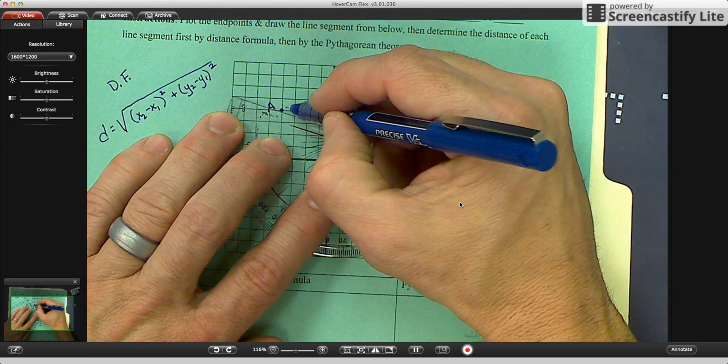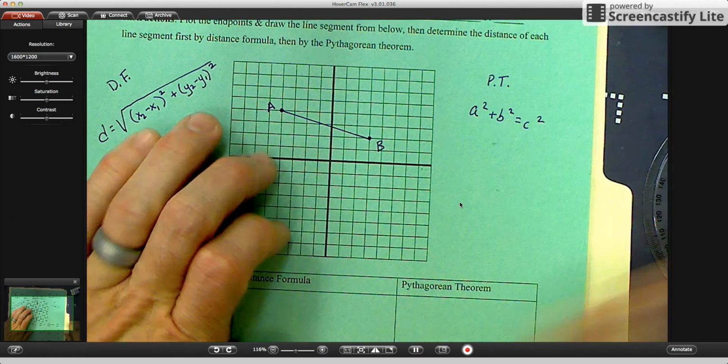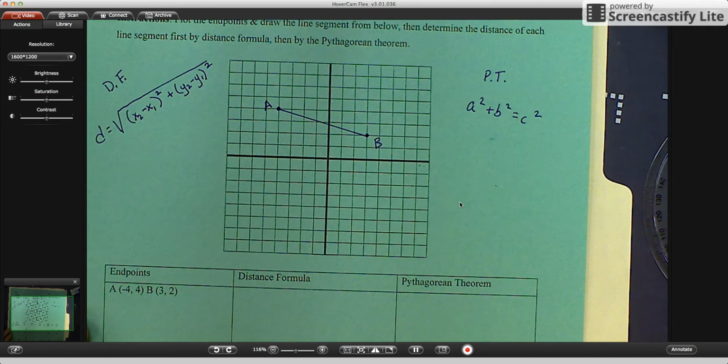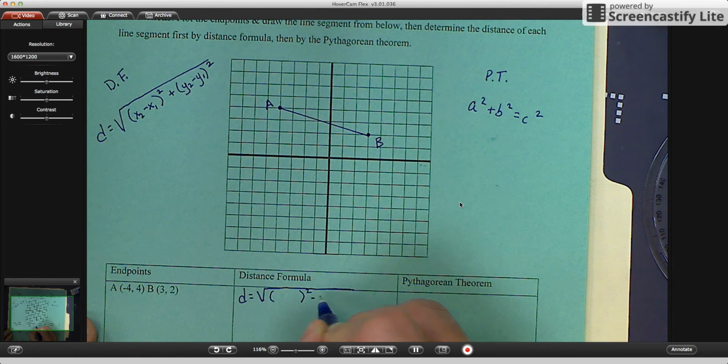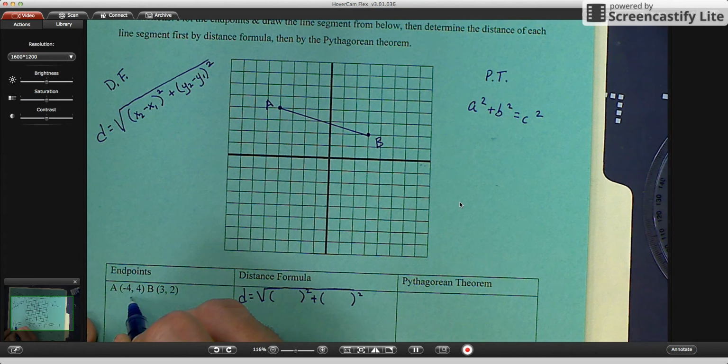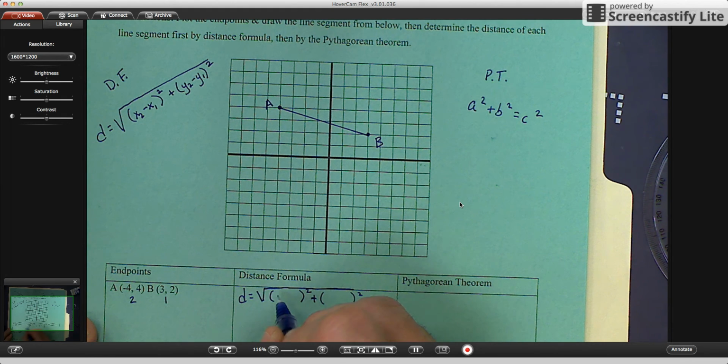Now the distance formula. We don't need the line and we don't need the image. We just need the sets of coordinates. So we're going to put the distance formula: d is equal to the square root of parentheses squared, plus parentheses squared. And then we're going to go x2 minus x1, so negative 4 minus 3. And then we'll do y2, positive 4, minus y1, which is 2. And then we're going to simplify.